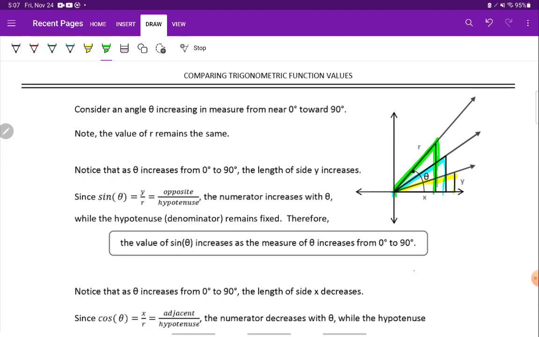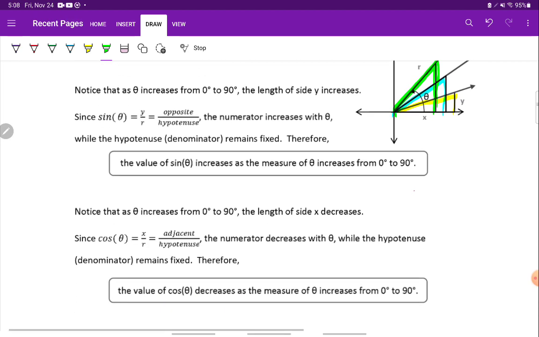Well, since sine of theta is equal to y divided by r, or our opposite side divided by our hypotenuse, the numerator increases as theta gets larger, while the hypotenuse, the r value, is staying the same. Therefore, the value of sine of theta increases as the measure of theta increases from 0 to 90 degrees.